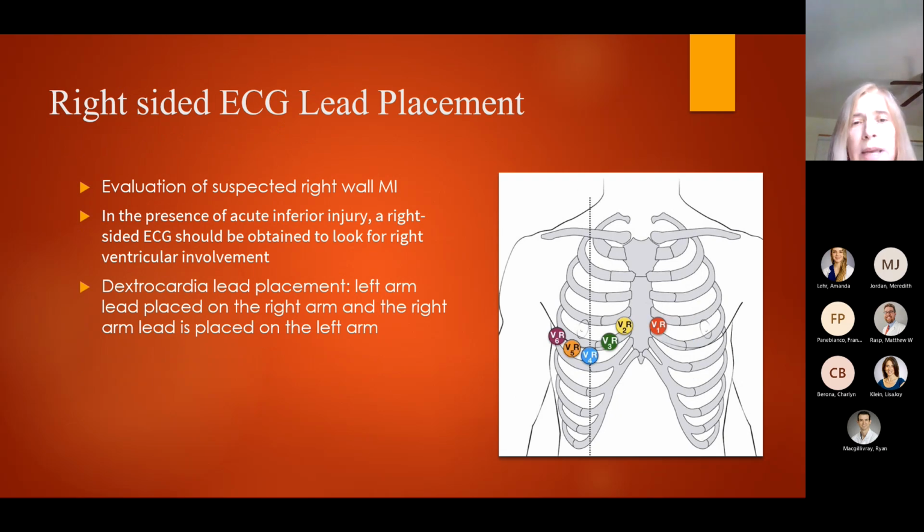Once in a while, a provider may ask you to do it if we suspect right wall MI, and also for a patient with dextrocardia, you need to do the right-sided ECG. With the dextrocardia lead placement, you just place the leads the way it shows in the picture. With the left arm, you just flip them left to right, same thing with the legs.